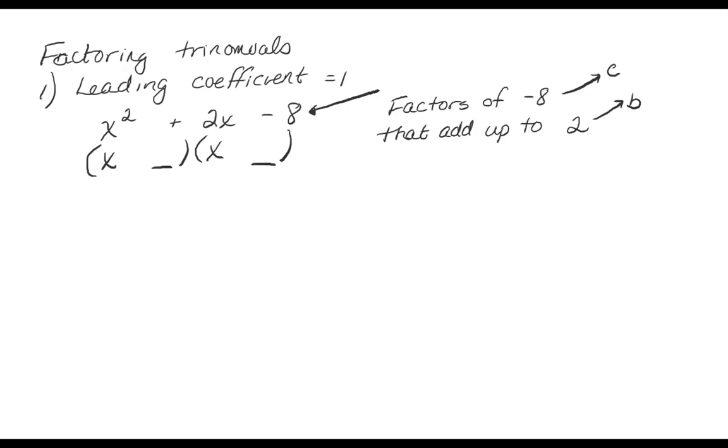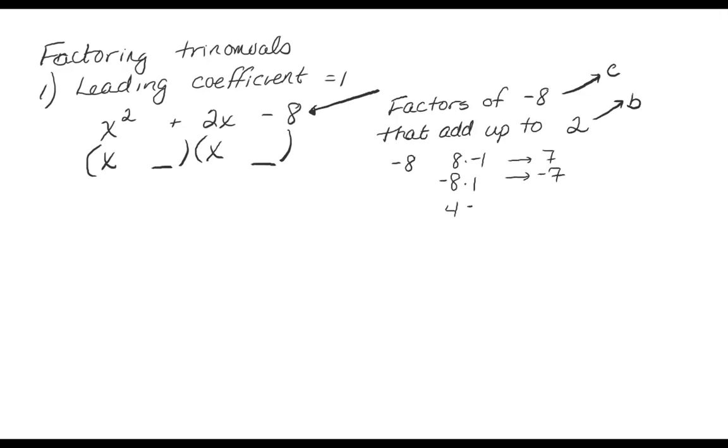So when you're coming up with those factors, you need to think about the signs. Notice that the factors are factors of negative 8, which means I'm going to have a positive and a negative. And I want them to add up to the number 2. So I could go through and list all the factors of 8. So negative 8 could be 8 times negative 1. It could be negative 8 times 1. But those add up to 7 and negative 7 respectively. So those aren't the ones I want.